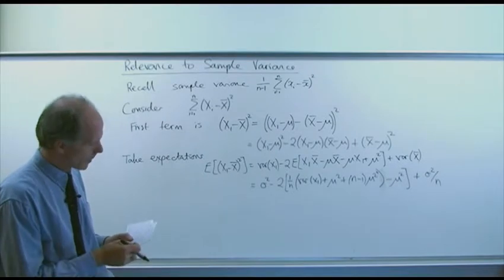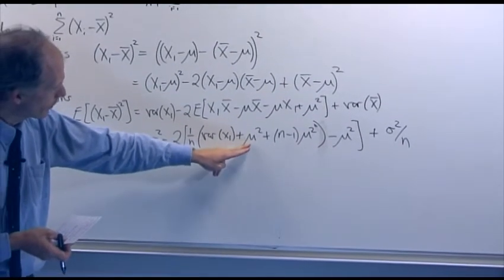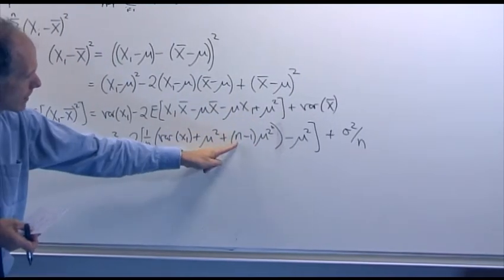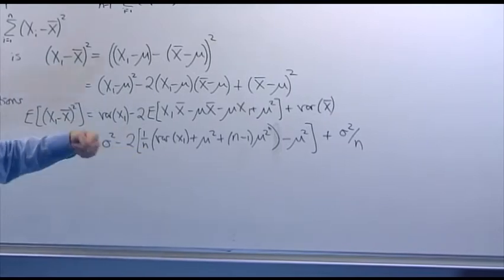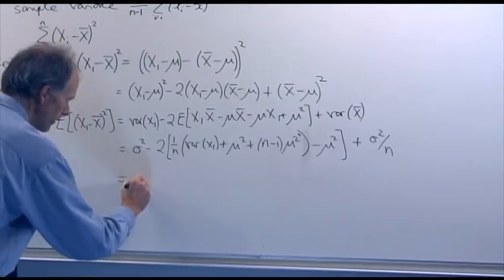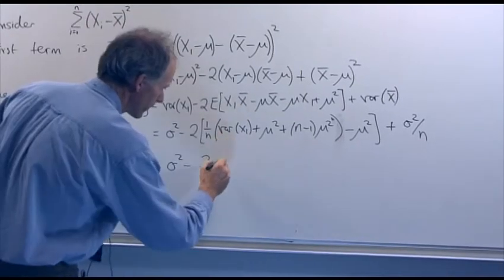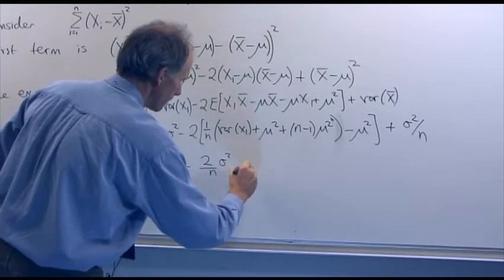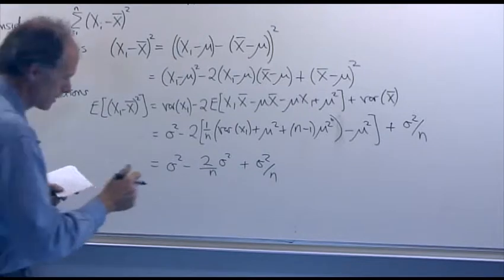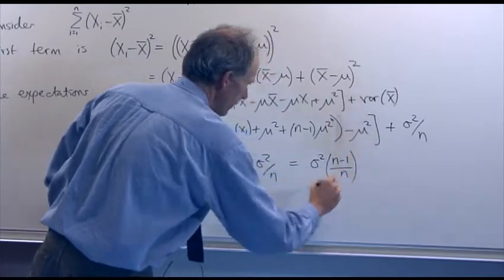Okay, so now we're nearly there, because we've got the variance of x1, we already know that. If you look at the μ squareds here, we've got plus μ squared, minus μ squared, they cancel out. Then we have n μ squared divided by n, so that's just μ squared, so that cancels with that one. So this middle bit here is very simple. So we have sigma squared minus 2 over n times the variance of x1, which is sigma squared, and then the last term is sigma squared over n. So that simplifies again. We can write that as sigma squared times n minus 1 over n.